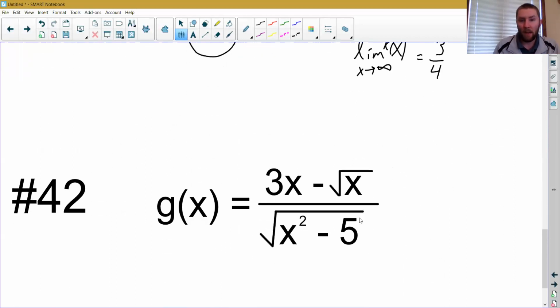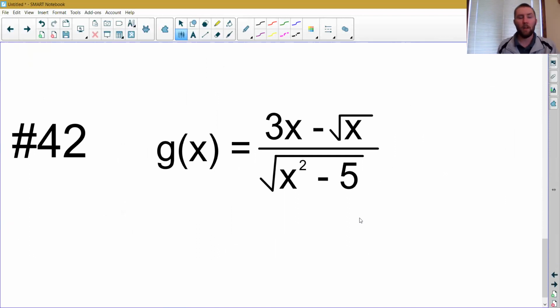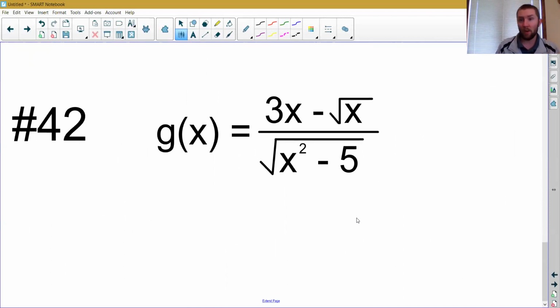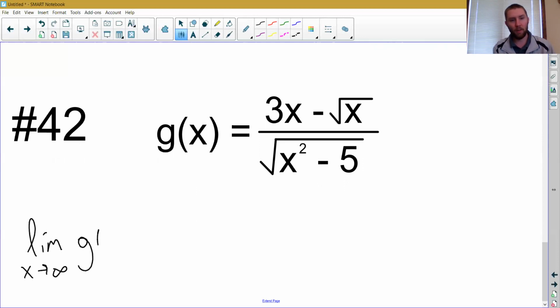The one that I'm going to help you out with is actually the very last one, number 42. When you get there, I want you to ignore the directions. It's not really what I'm worried about. What we're going to do together is find the limit as x approaches infinity for this function g of x. Okay, together.